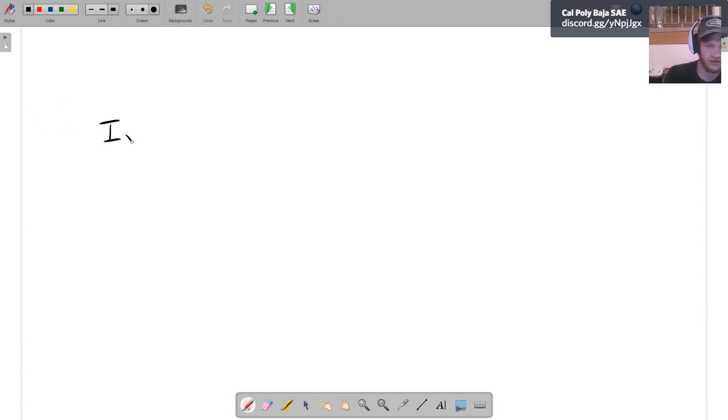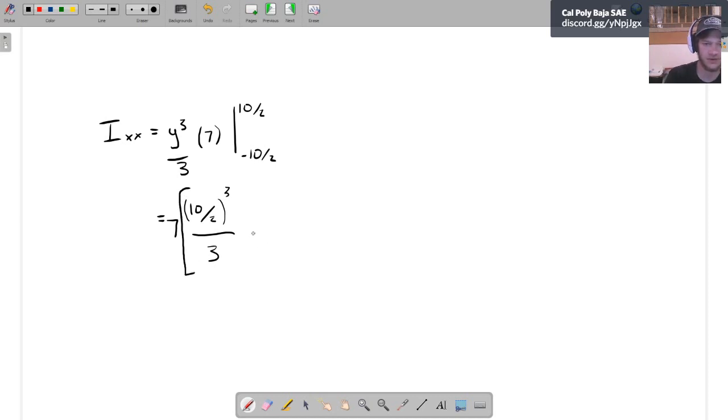I'll just rewrite at the top here. Ixx equals y cubed over 3 times 7 times 10 over 2, or times negative 10 over 2 to 10 over 2. So we can rewrite this as 10 over 2 cubed over 3, 7 times 10 over 2 cubed over 3, minus 10 over 2 cubed over 3.